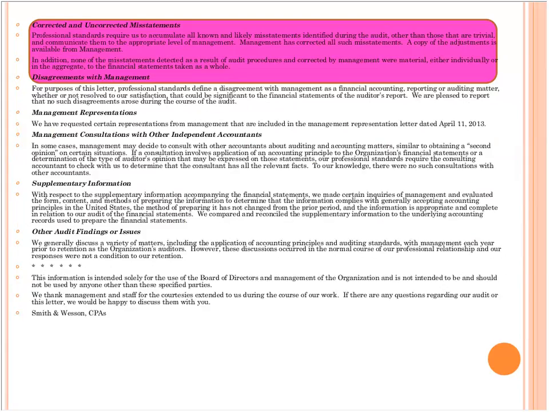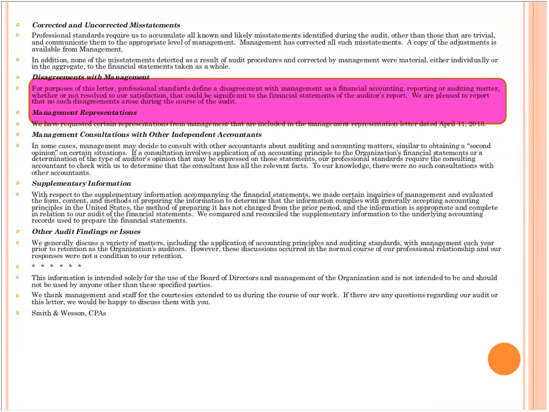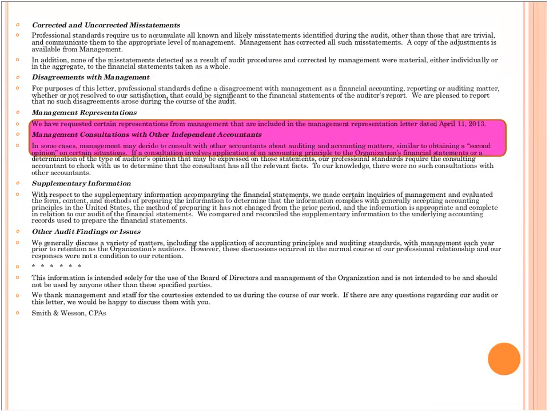Corrected or uncorrected misstatements. If there were errors noted in the financial statements, they would be listed here. Disagreements with management. If the auditors disagreed with something that management had to say, they would list that here. Management representation. Management signs a letter to the auditors basically saying that they've provided them all the information truthfully.